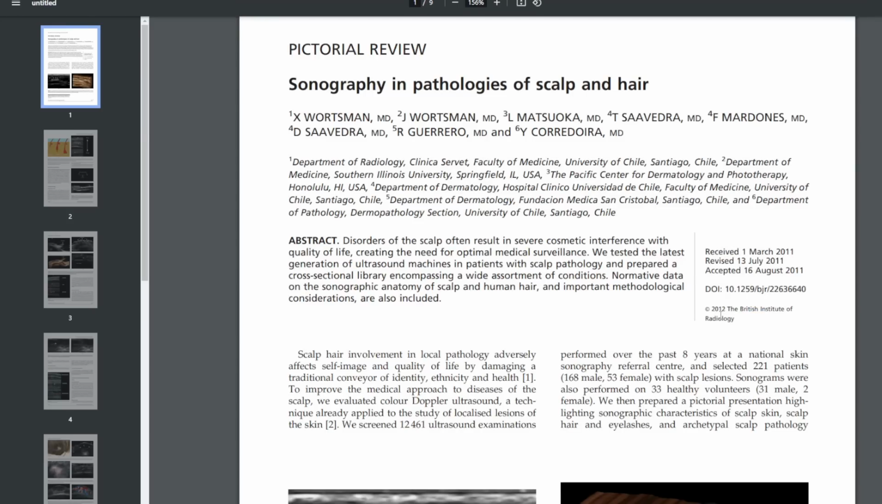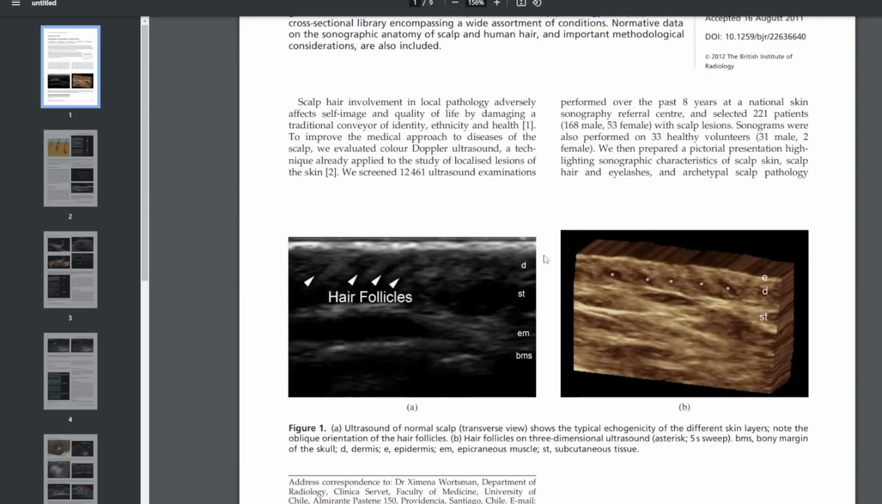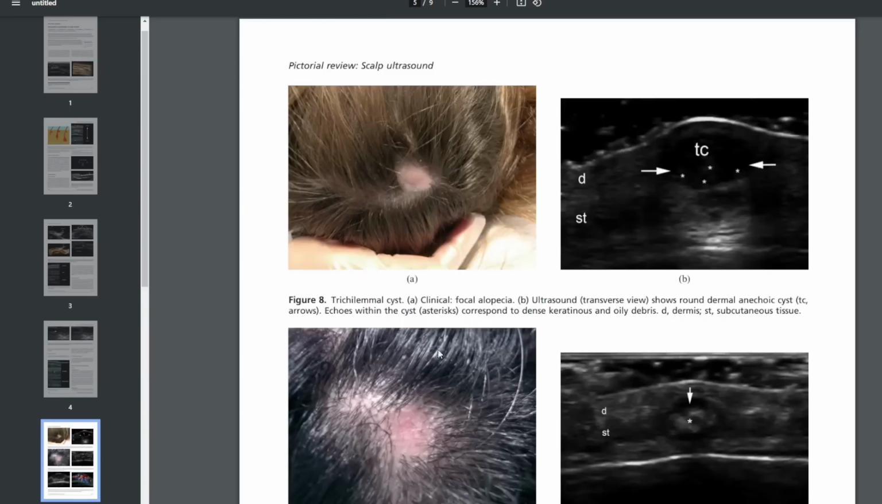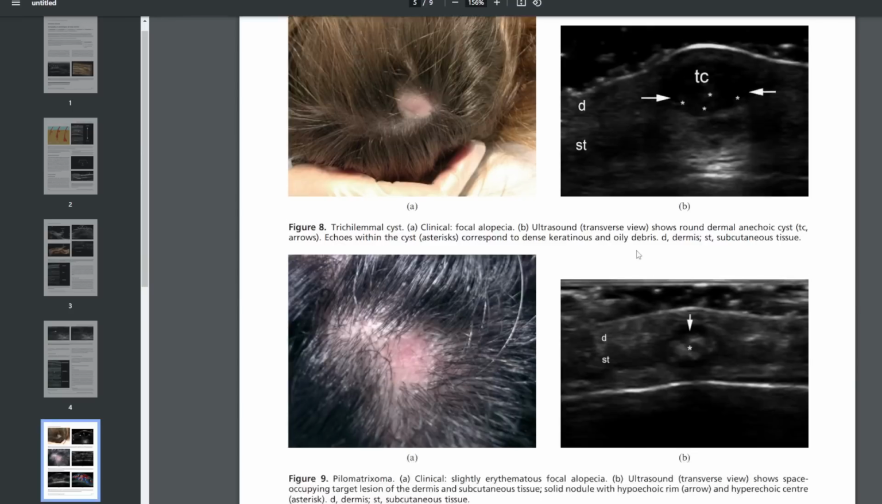So, let's get started. I'm not going to read all of this study. I'm just going to point out some cool things. Over here, they said, quote, "to improve the medical approach to diseases of the scalp, we evaluated color Doppler ultrasound, a technique already applied to the study of localized lesions of the skin," unquote. So, with them using color ultrasound technology, they were able to view areas of blood flow, such as over here. You could see where blood was moving.